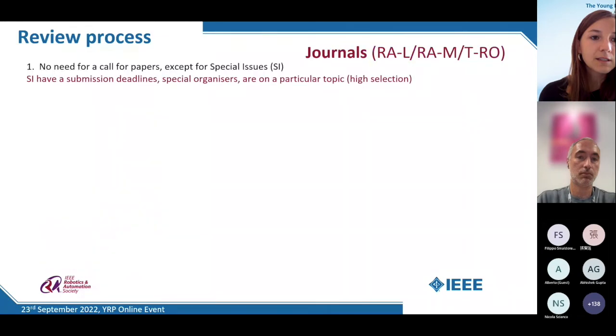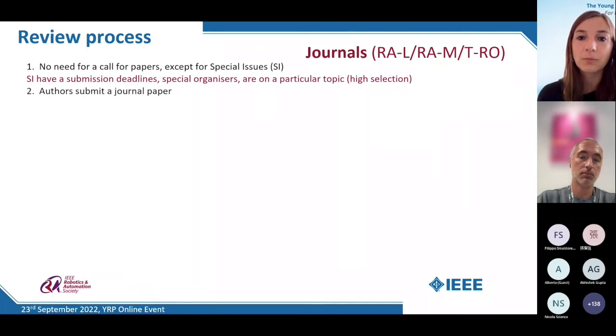Let's go now to journals. The process is kind of similar, but there are some differences. So we will maybe go a bit faster, but I will give more space to the differences. In a journal, there is no need for a call for papers because you can actually submit to a journal whenever you want, except for special issues. For special issues, there is a submission deadline as for the conference. But in general, special issues have different rules than the journal. There are special organizers, they are on a particular topic, and they are more selective.